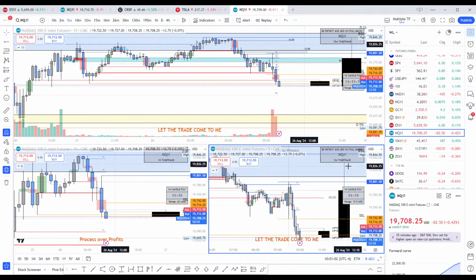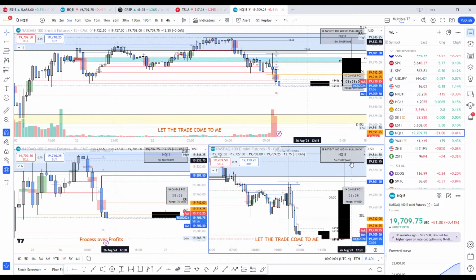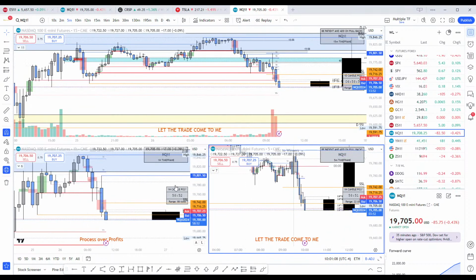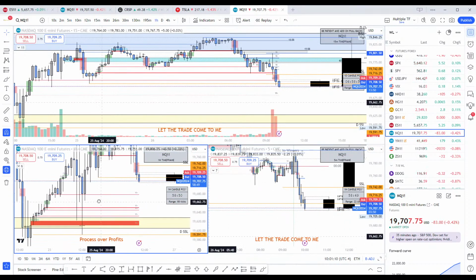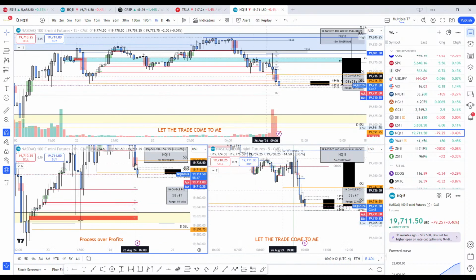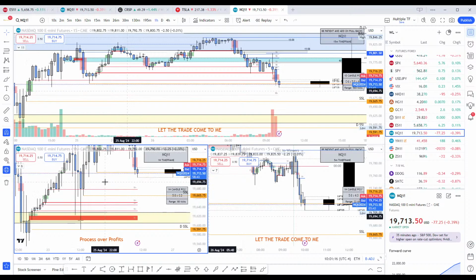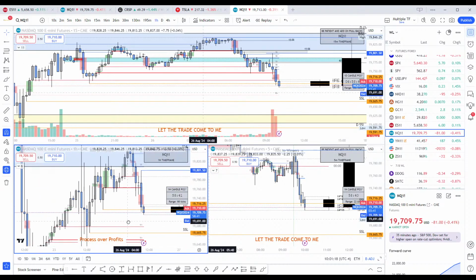NQ at this given point in time is still extremely bearish. You're up 300 bucks here. Next sell side liquidity I have. Take this down, put this here. 19,665.